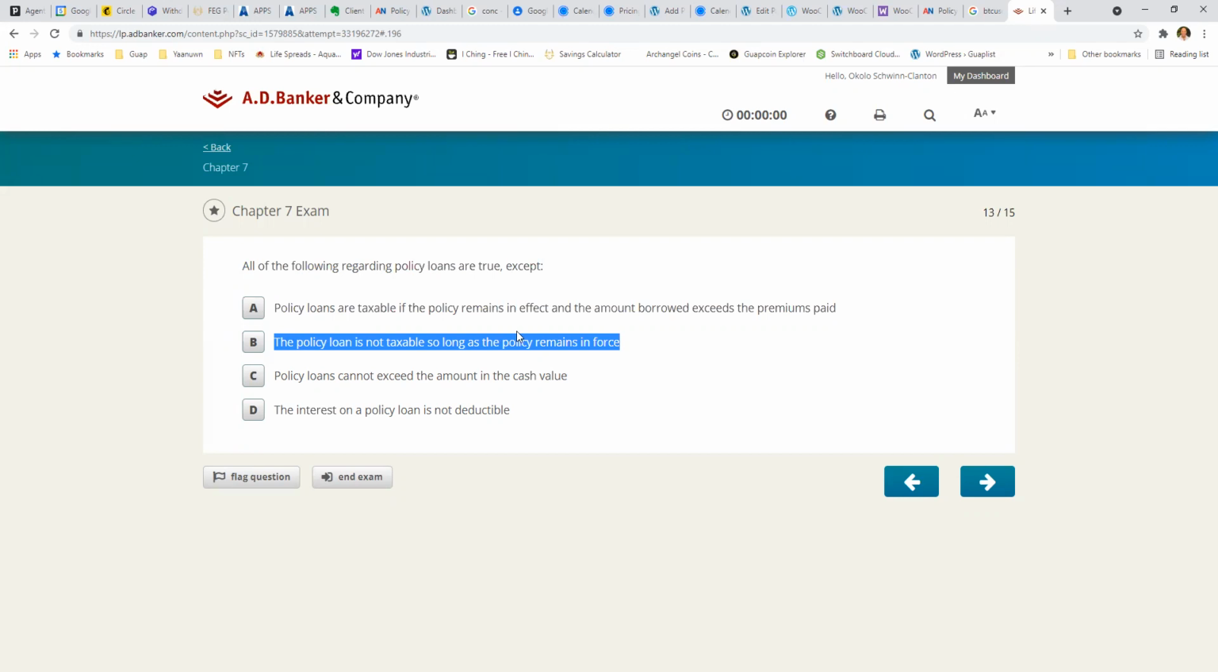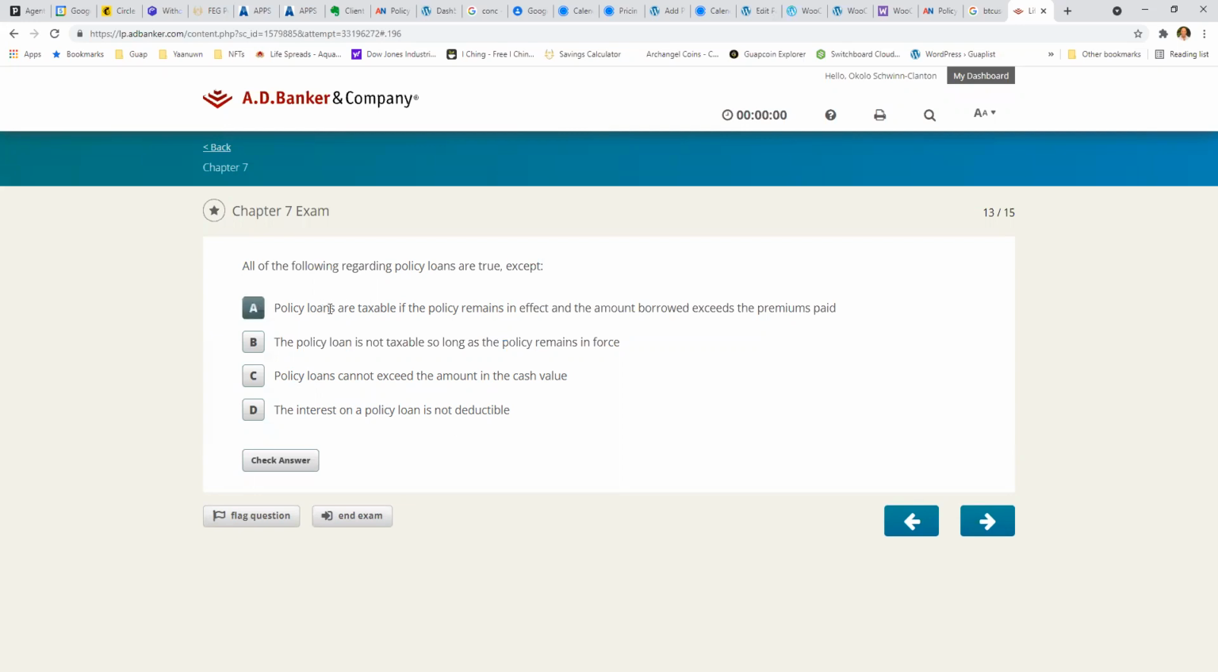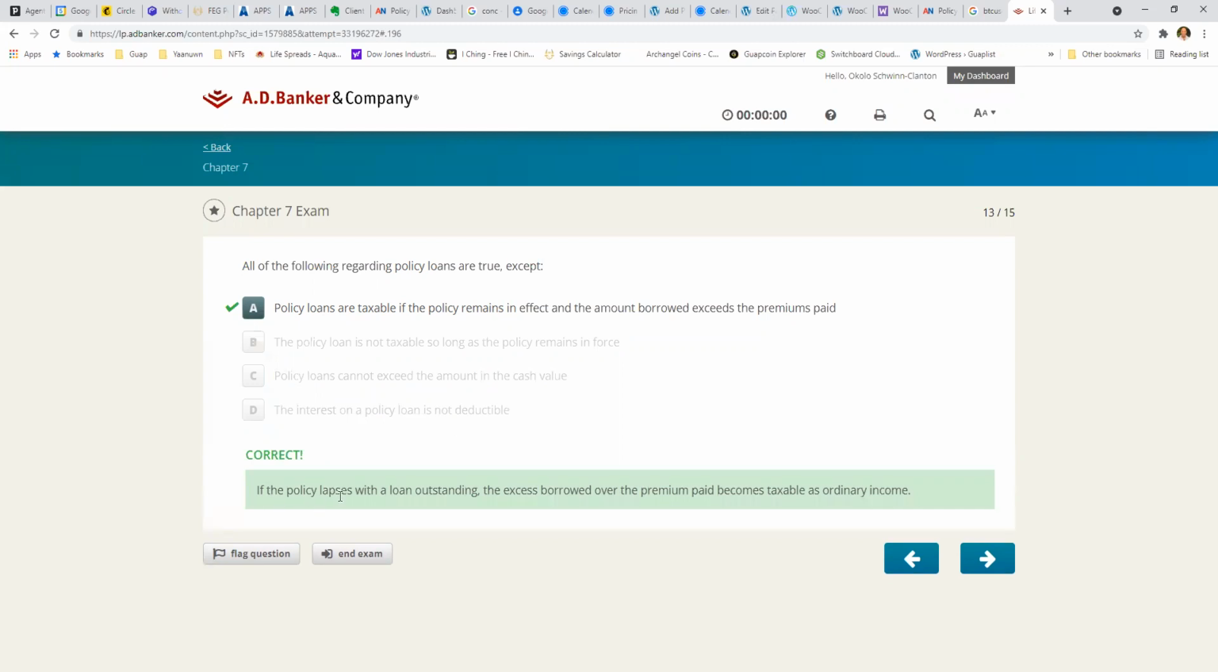Okay, see, I just got caught. Except, so we know B and C are true. Loans can exceed the cash value. The interest on a policy loan is not deductible. That makes sense. So policy loans are not taxable, so we know that it's A. It's so simple. It's because policy loans are not taxable. I kept thinking it was taxable, but it's not.